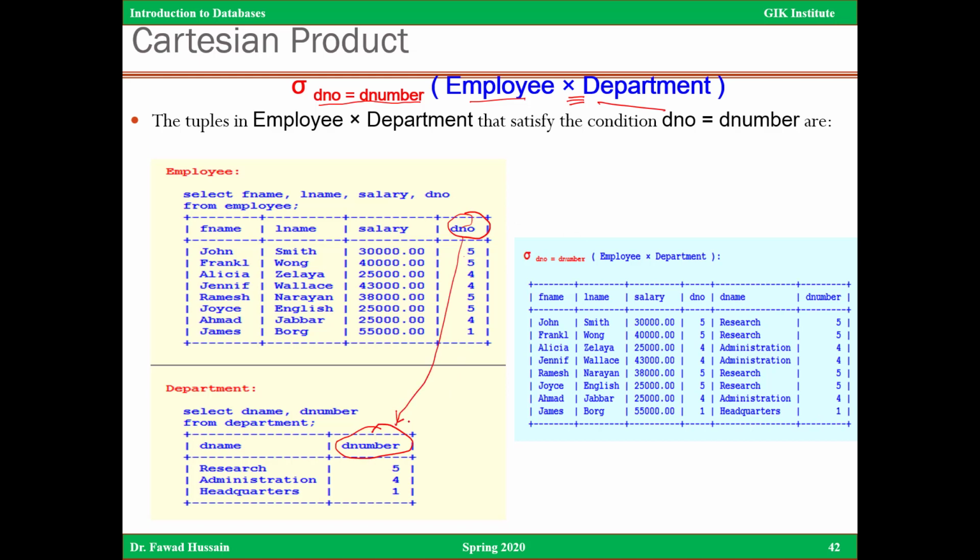So because these two will have to match, we don't have the case where 5 is matching with 4. So this is no longer going to be possible. So once you do this, you see that John Smith, that department number 5 matches with 5, and you have research here. You don't see John Smith with administration any longer. The reason being because now you have added this filter.